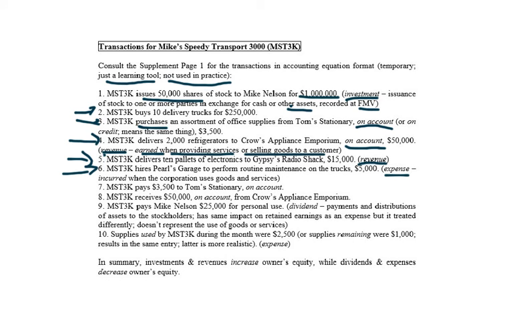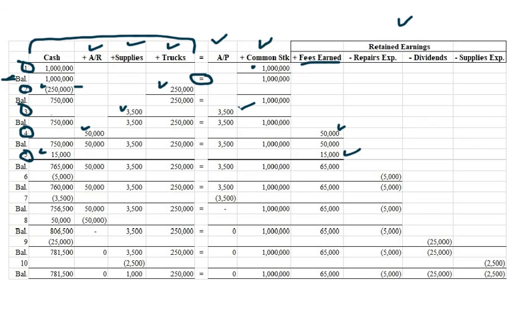The standard there is expenses are incurred when the corporation uses goods and services. In this case, we're using the service of repair of a garage. So how is that going to manifest in terms of impact? So it's going to look like so. So for number 6, in other words, it's kind of the necessary evil of business, a way to look at expenses.